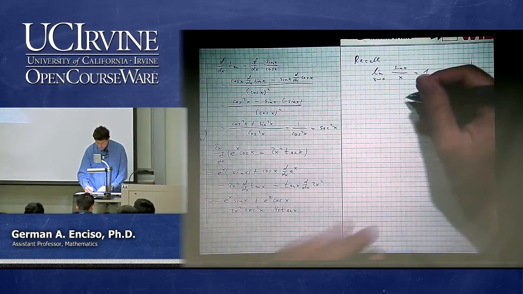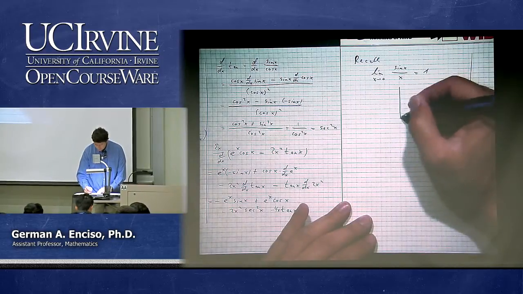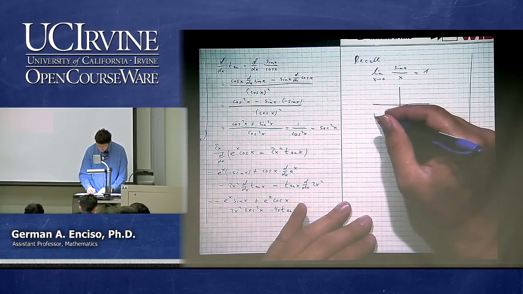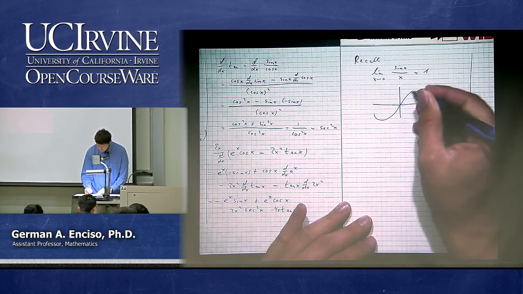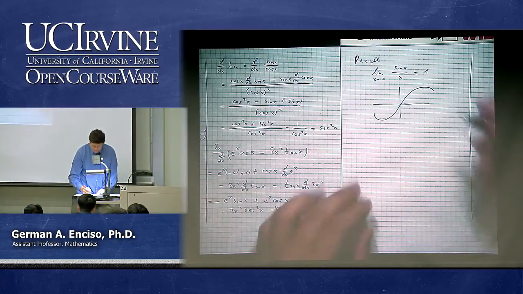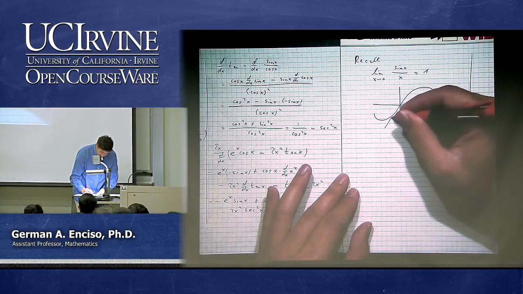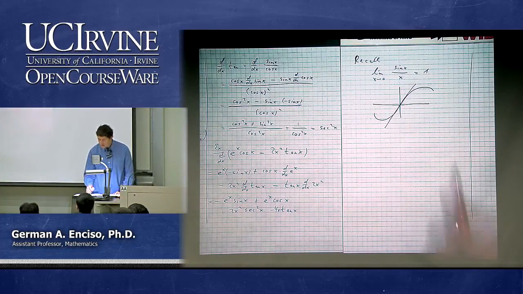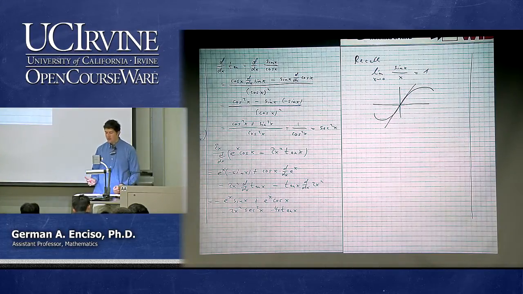Well, let's draw a plot of that. Here's the sine function, and here's the function f of x equals x. And when x is very, very small, the two functions are very similar to each other.